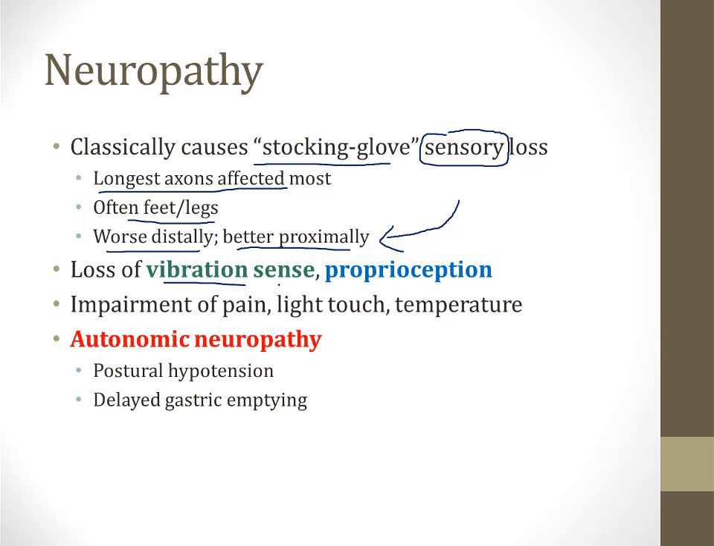Typically, patients lose vibration sense and proprioception first. Later, there can be impairment of pain, light touch, and temperature. And sometimes the autonomic nervous system can be involved.